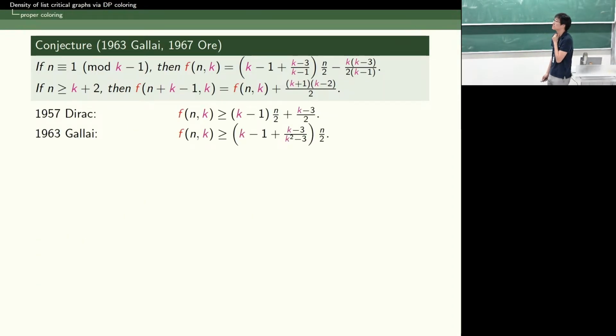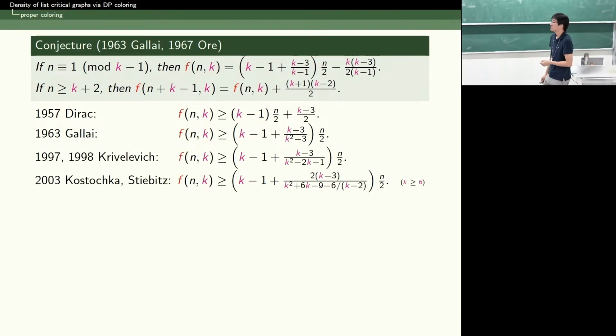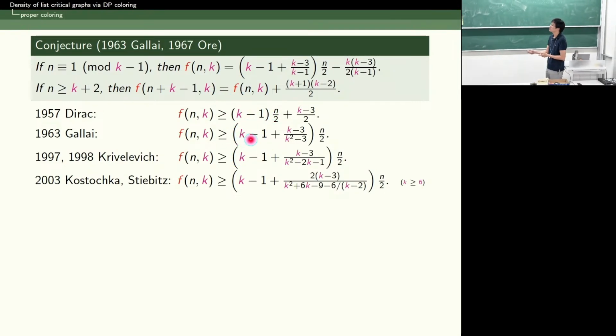So what's known about this conjecture? Of course, we have these bounds by Dirac and Gallai, but then Krivelevich and Kostochka and Stiebitz improved these bounds. Dirac did k-1, and Gallai did k-1 plus something that's asymptotically 1 over k. Krivelevich also did something that's 1 over k, but it's a better 1 over k because the denominator is smaller. And then Kostochka and Stiebitz improved this to something asymptotically 2 over k. So they're getting closer and closer.